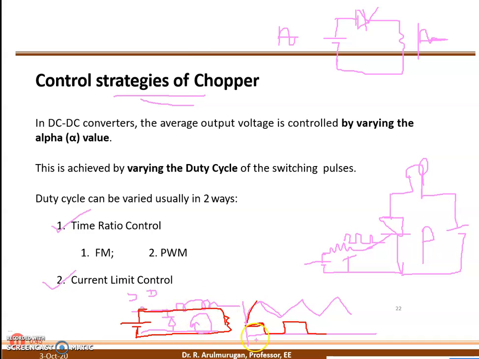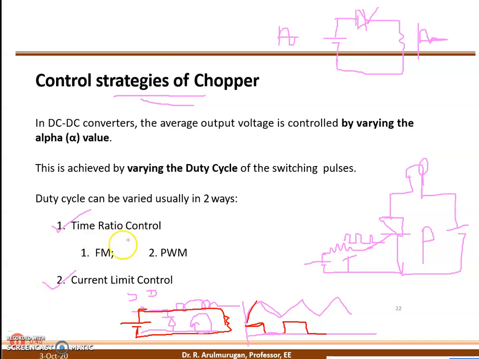So the energy is dissipated. Input is also not connected to the load. The output is short circuited, so it is 0. Okay, fine. So this is the current limit control method. That's all. The current limit control method is for the buck converter only, you want to recall.